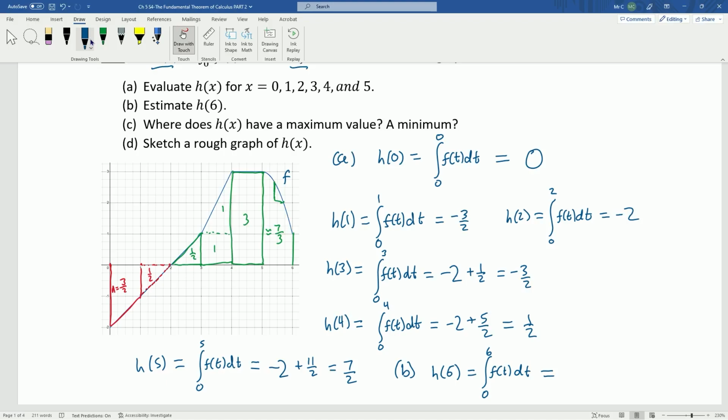Okay, so let's put all of that together. What do we have so far? Our negative portion of the graph, that's -2. The previous positive portion up to here was 11 halves. And then what's left in this portion is 7/3.